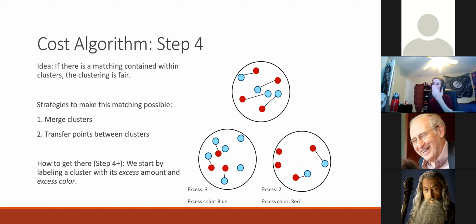And we count the number of nodes remaining. So in the case for the cluster on the left, it's 3. And on the right, it's 2. And the excess color is red. So we label all clusters in our graph with their excess and their excess color.